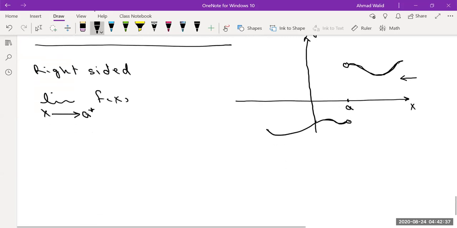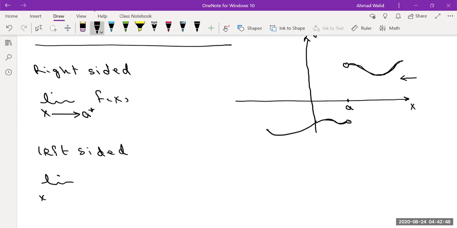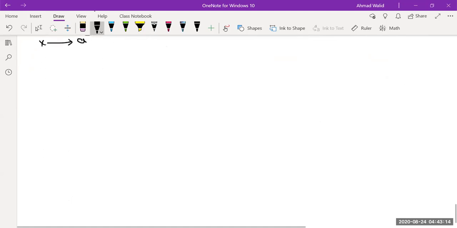How to write the left side? You write limit as X approaching A from the left, from this side. You use a minus sign on the top of your number. It means you are approaching A from the left of a function f of x. Correct? Now, let me graph a problem and let's discuss this problem.